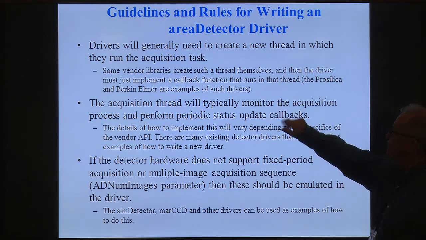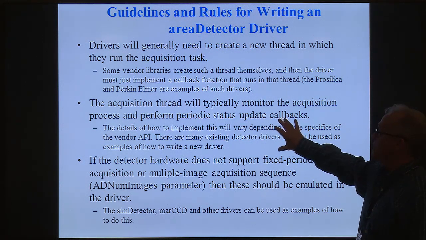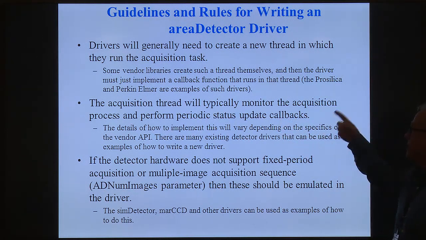And there are lots of examples that you can look at to see how to do that. So then that acquisition thread is typically monitoring the acquisition process, calling the vendor library saying, do you have a new image? Please give it to me. And then performing periodic status update callbacks. And the details of how to do that vary a lot depending on the specifics of the vendor API. But as I say, there are a lot of examples you can look at to figure out how it's been done in the past.